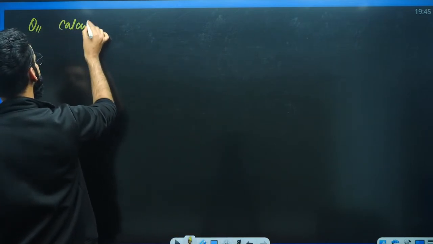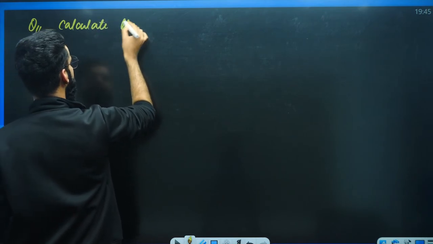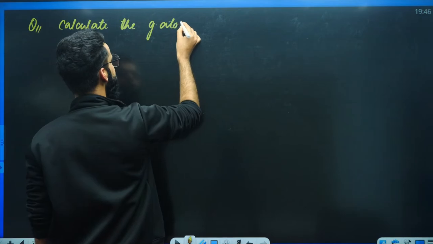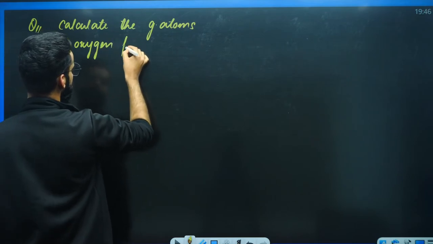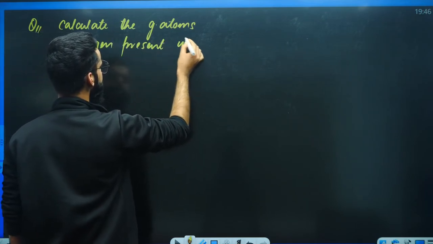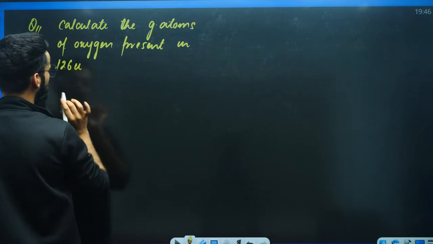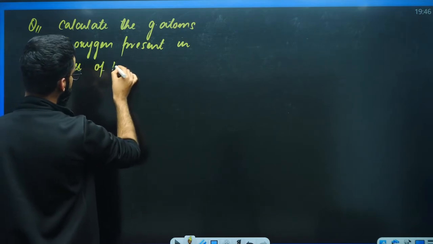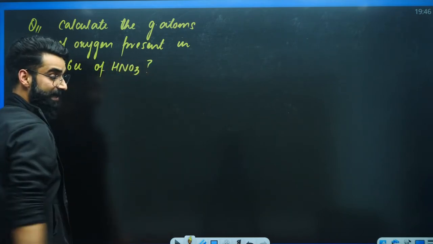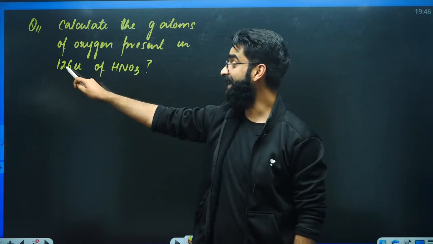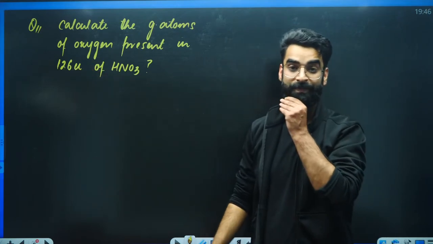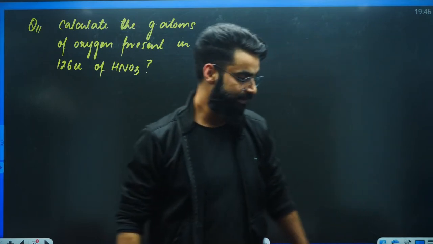Now I'm giving you one more question. Let me see if you can solve this one or not. Calculate the gram atoms of oxygen present in 126 u, or 126 amu, of HNO3. Can you give it a try? Over here, I'm not writing 126 grams. I'm writing 126 u. Can you give it a try?